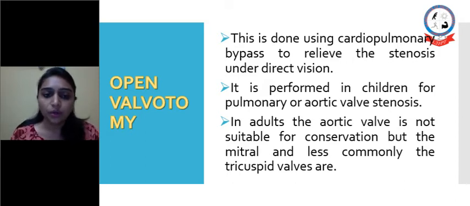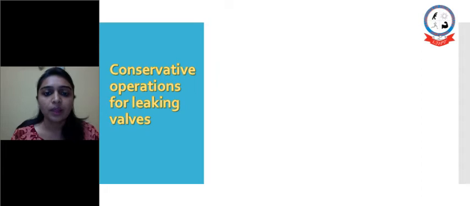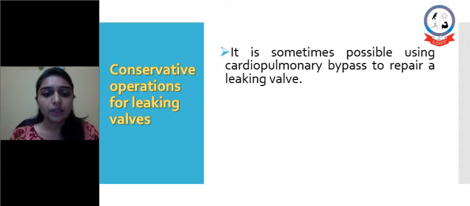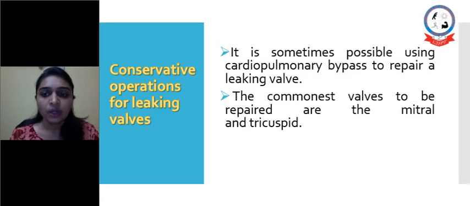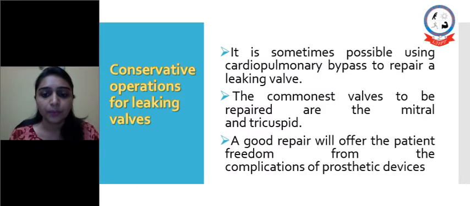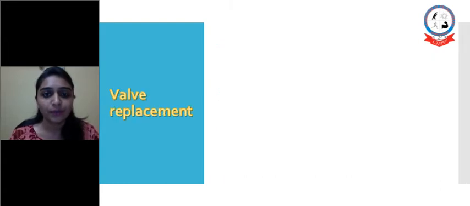Post-operatively, after closed or open valvotomy, the same routine as thoracotomy is performed. Conservative operations for leaking valves: it is sometimes possible, using cardiopulmonary bypass, to repair a leaking valve also, and the commonest valves repaired are the mitral and tricuspid valve. Good repair will offer the patient freedom from the complications of a prosthetic valve.